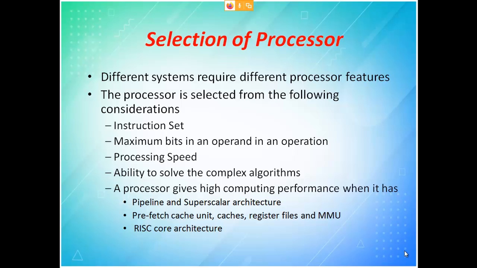Okay, a processor gives high computing performance when it has pipeline, superscalar architecture, superscalar, prefetch and all, I think we will see in upcoming classes. And pipeline I have already told, pipeline means one after another instruction comes in, so you are working parallelly, which means pipelining is nothing but working in parallel. Prefetch, cache, register files. Then RISC is reduced instruction set computer architecture. Those last 3 bullets we are saying what all is available, but you have to select only depending upon your requirement.